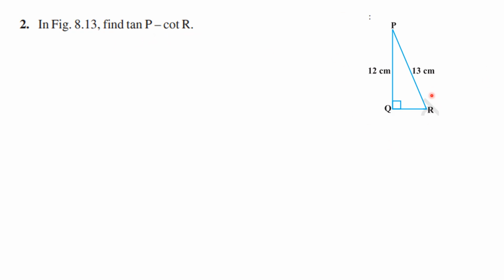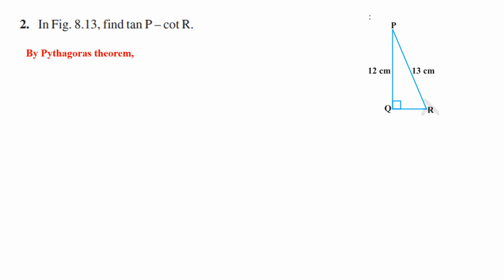And if you see in the figure, the measure of PQ and PR is given, but QR is not given, isn't it? So to find the value of tan P and cot R, your first step is to find the value of QR. Okay, what is the measure of QR that you have to find? And to find the measure of QR, you have to use Pythagoras theorem, isn't it?